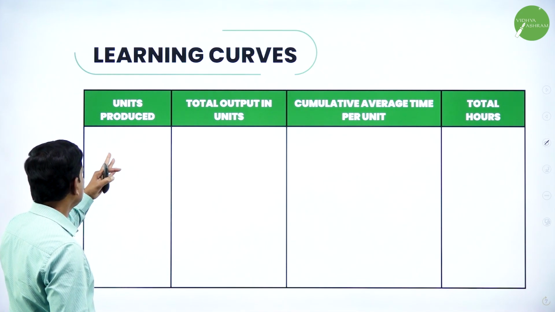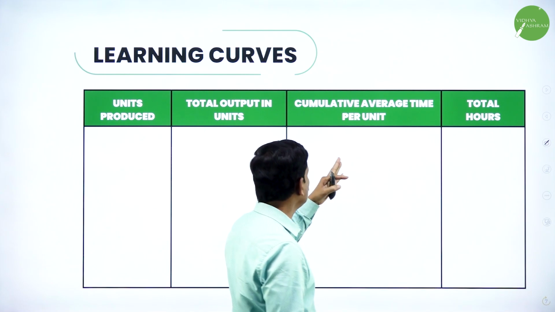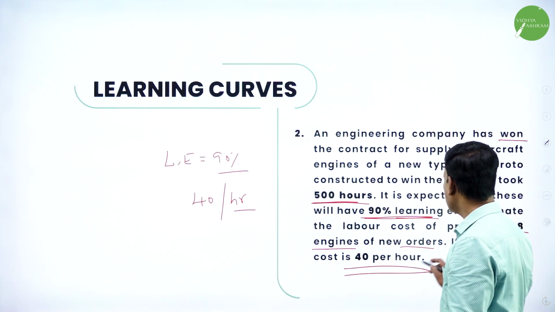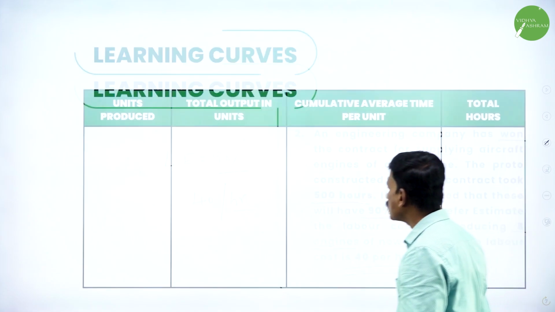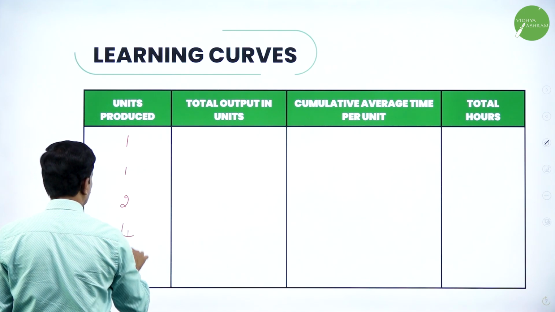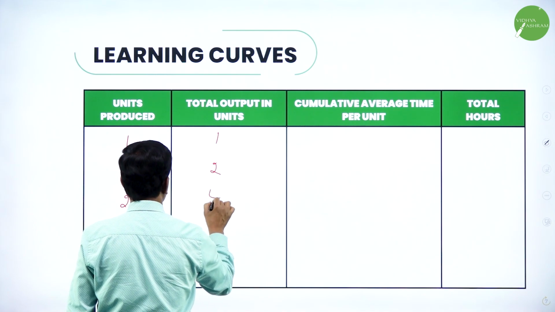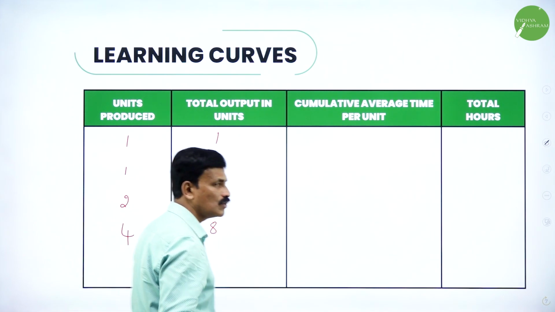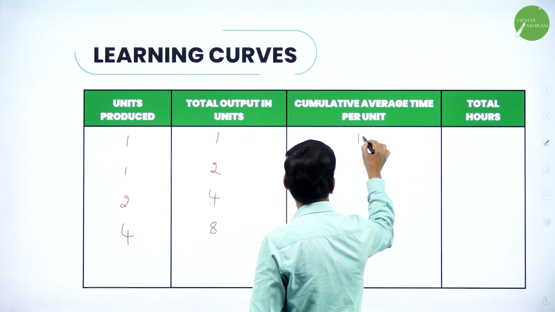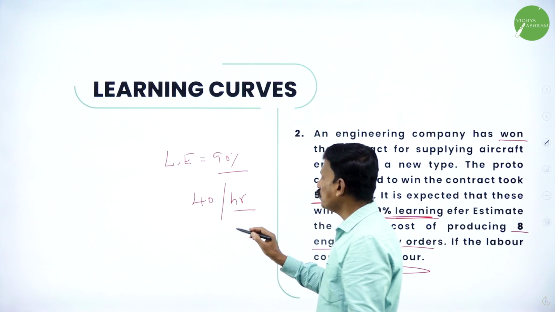Now, units produced, total output in units, cumulative average time per unit and the total hours, right? So, how many lots are given here? So, to produce 8 engines, so there are 8 lots, 1, 2, 4, right? So, this is 1, 2, 2 2s are 4, 4 2s are 8, okay? Now, the cumulative average time per unit is 1000.